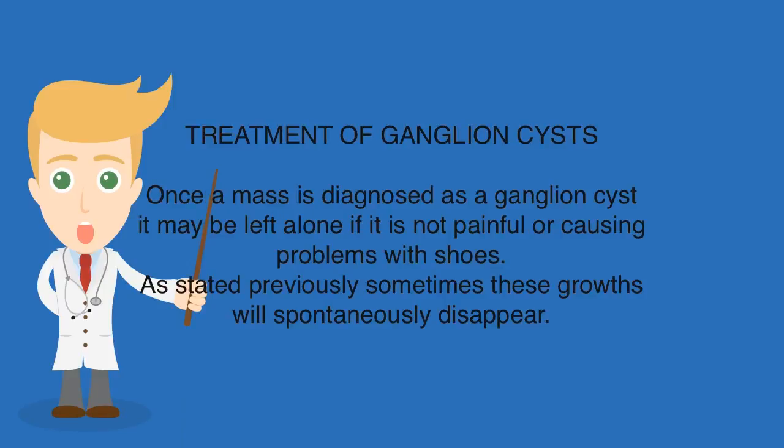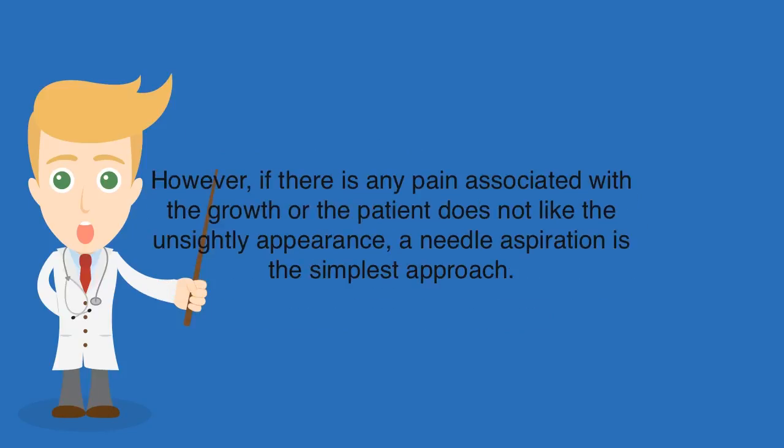Treatment of ganglion cysts. Once a mass is diagnosed as a ganglion cyst, it may be left alone if it is not painful or causing problems with shoes. As stated previously, sometimes these growths will spontaneously disappear. However, if there is any pain associated with the growth or the patient does not like the unsightly appearance, a needle aspiration is the simplest approach.